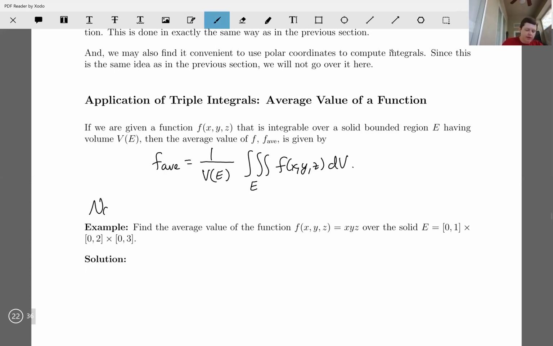As a note, the volume is how we just calculated volume. So our volume is going to be given by just computing the integral over the region of 1.